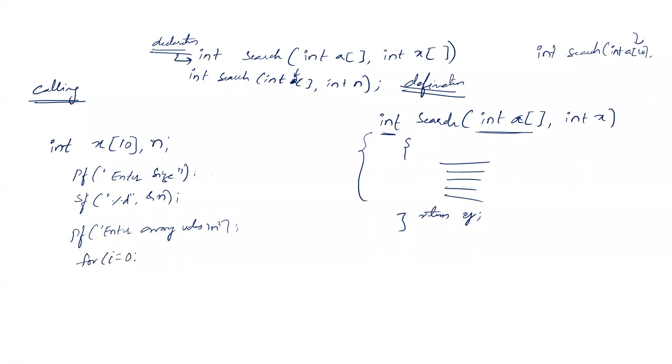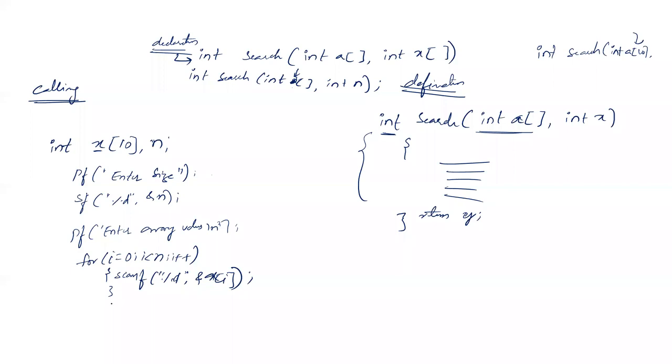For i equal to 0, i less than n, i plus plus. I'm giving an example, remember. Scanf percent d, ampersand of x of i. I have declared the array with the x variable, so here x of i. So I'm going to close. Reading is done. Reading is done. Next.